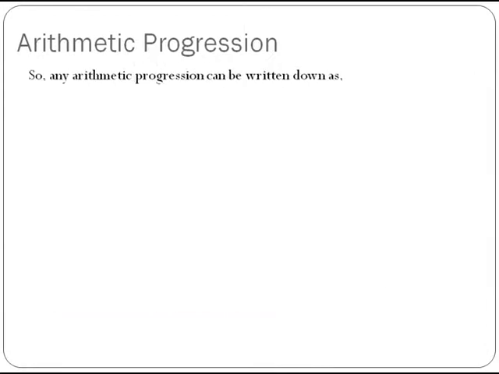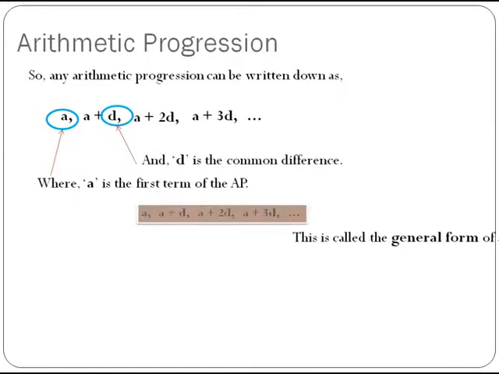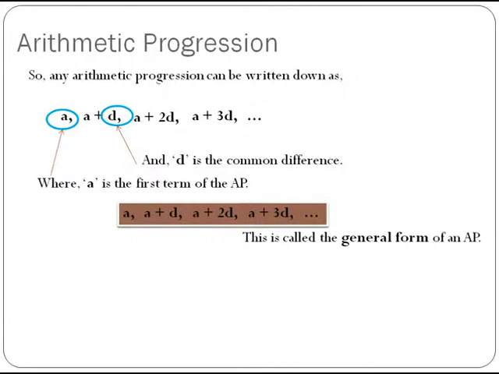So any arithmetic progression can be written down as a, a plus d, a plus 2d, a plus 3d and so on, where a is the first term of the AP and d is the common difference. This is called the general form of an AP, which is represented by this box, that is a, a plus d, a plus 2d and so on.